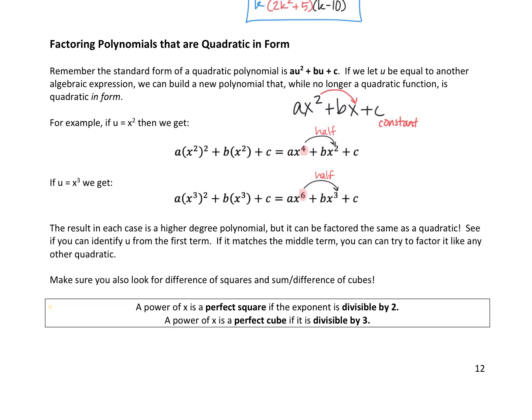One quick thing to note before we move on to some examples is that a power of x is a perfect square if the exponent is divisible by 2. A power of x is a perfect cube if it's divisible by 3. So divisible by 2 means things like x squared, x to the 4th, x to the 6th, x to the 8th, etc. Those are perfect squares. And then perfect cubes are things like x to the 3rd, x to the 6th, x to the 9th, etc.